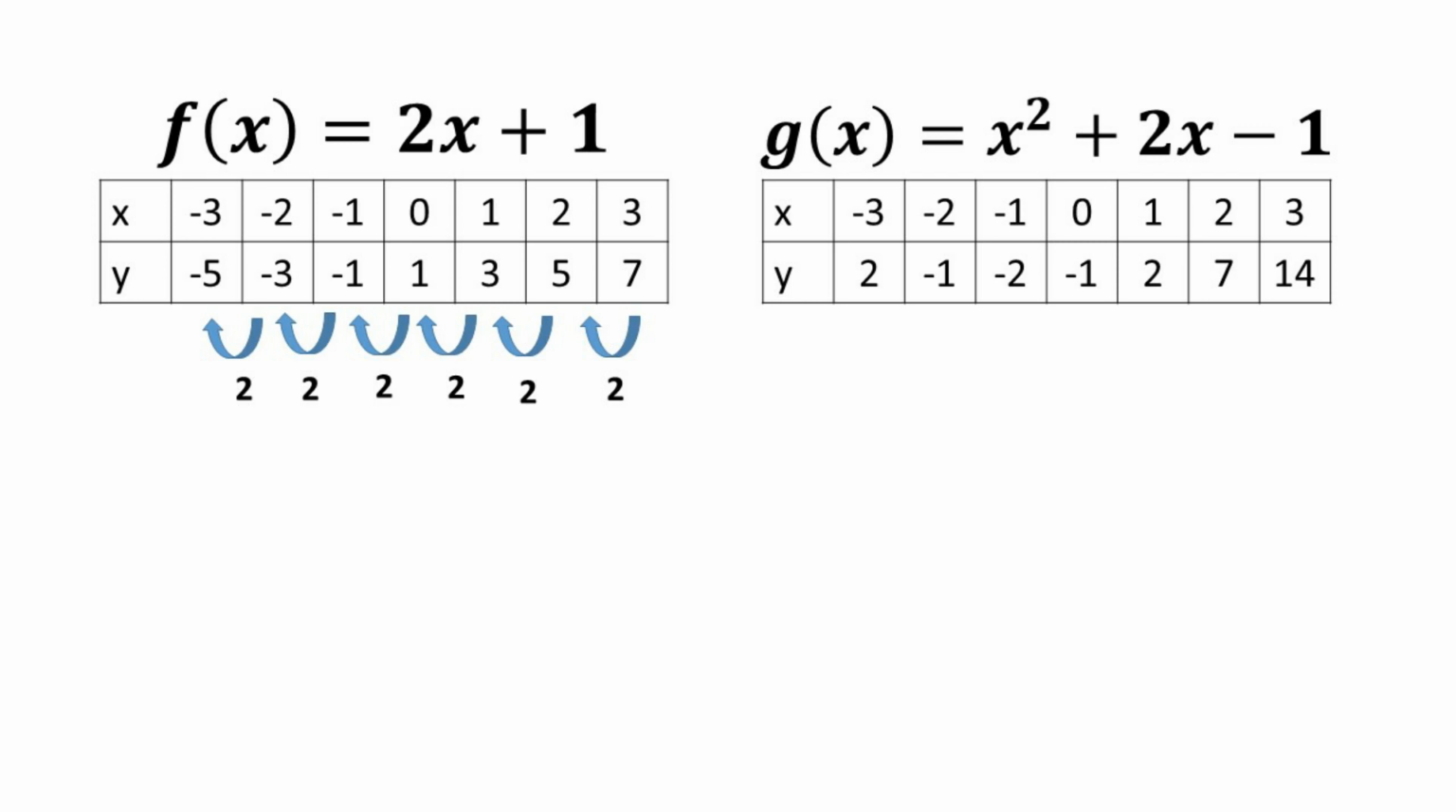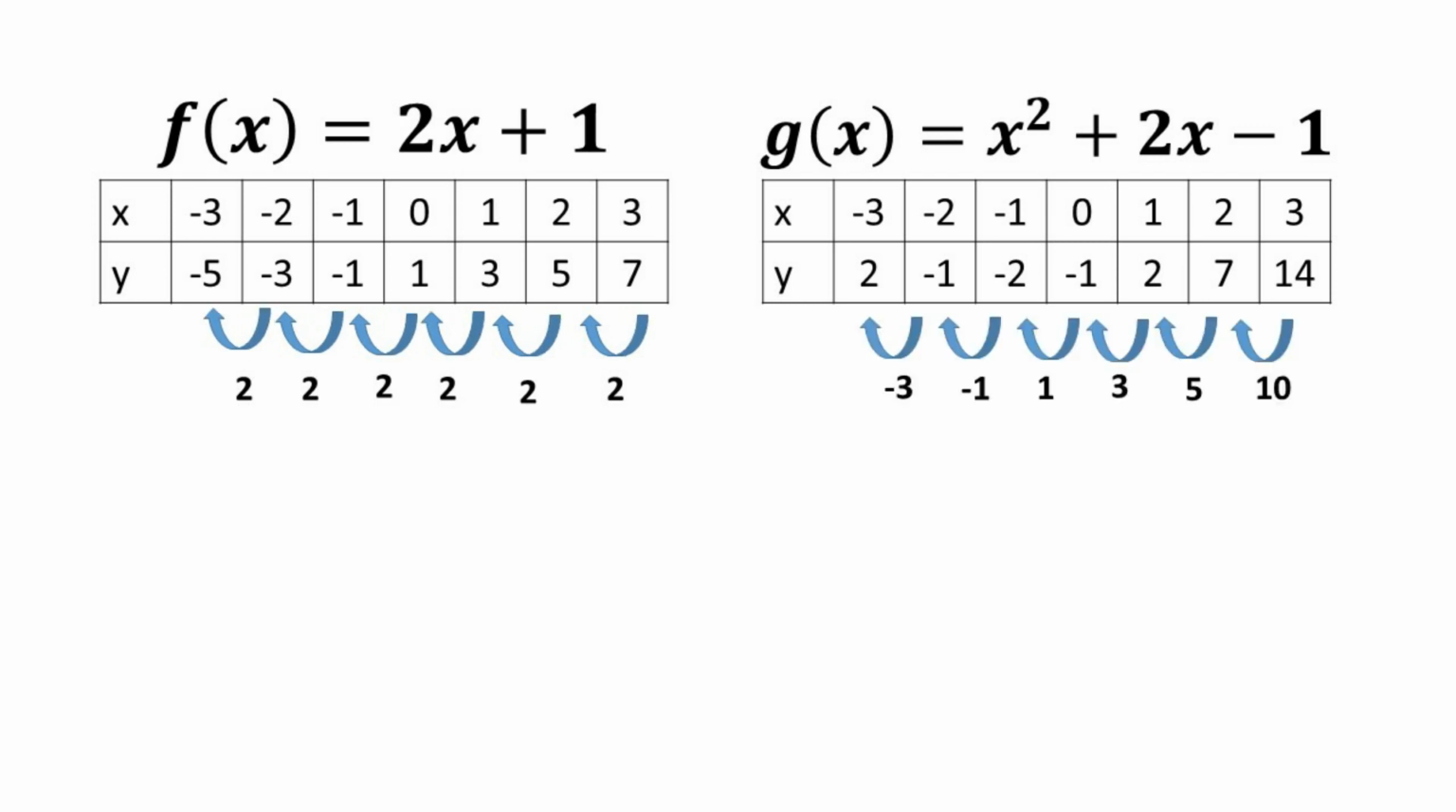Moving further, getting the first difference for the quadratic function, we could see that there are varied answers in the first difference of the y values of our table for the function g of x is equal to x squared plus 2x minus 1.